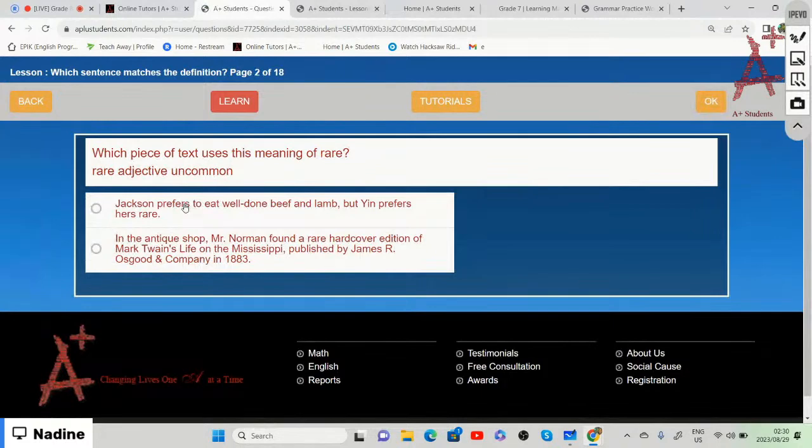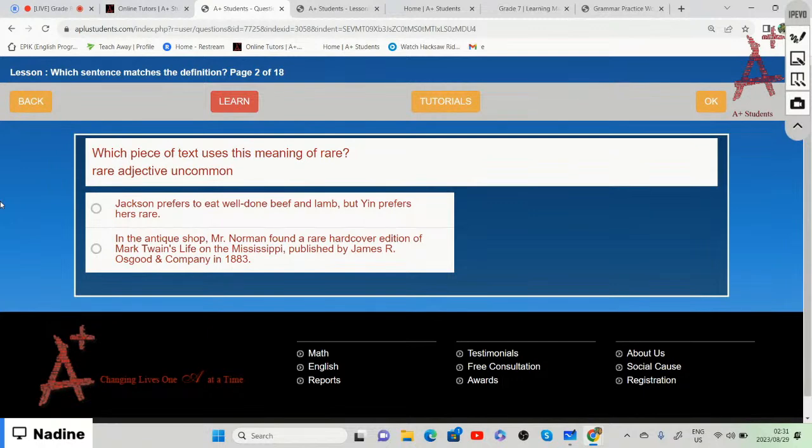The meaning of rare. Rare means uncommon. Jackson prefers to eat well done beef and lamb, but Yin prefers hers rare. And in the antique shop, Mr. Norman found a rare hardcover edition of Mark Twain's Life on the Mississippi, published by James R. Osgood and Company in 1883. So rare means uncommon.